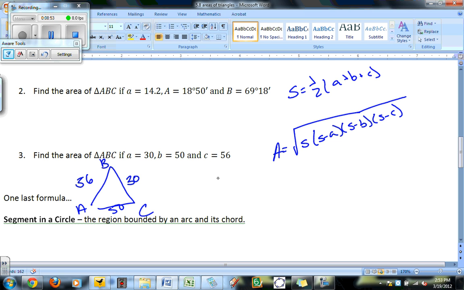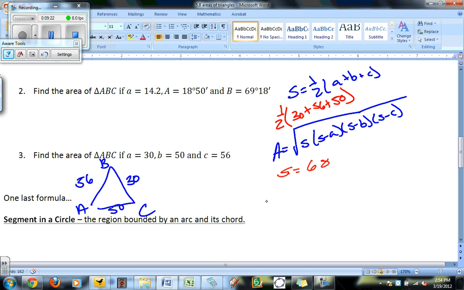Okay, so if we add all these side lengths together, let's figure out what S is. We'll have 1/2 times 30 plus 56 plus 50. So we're saying, all right, well, 56 plus 50 is 106, plus 30 is 136, times 1/2 is going to be, let's see here, 68. So S is 68.